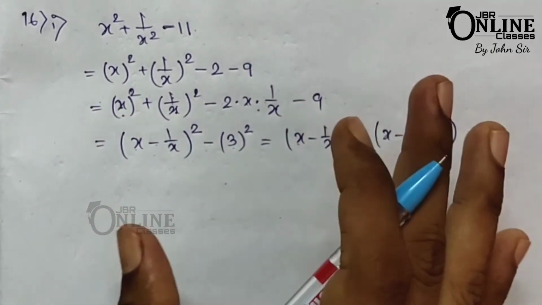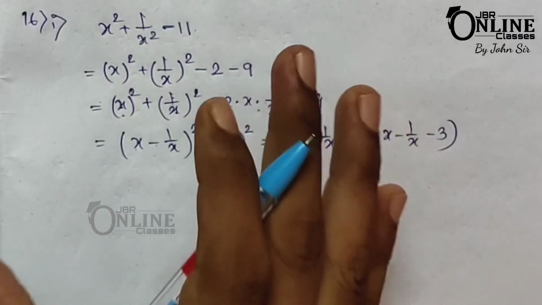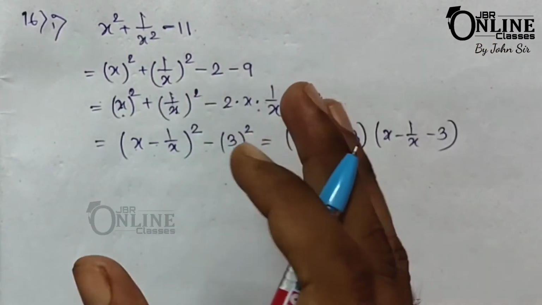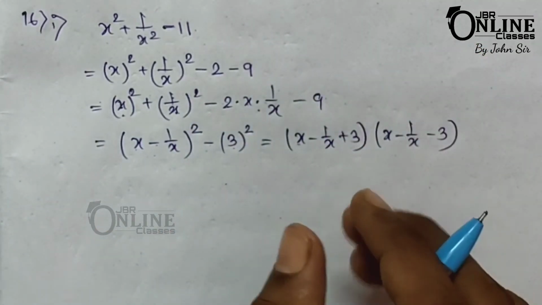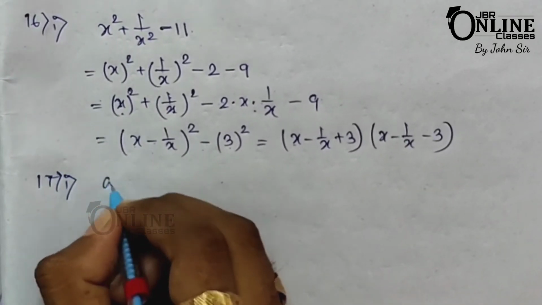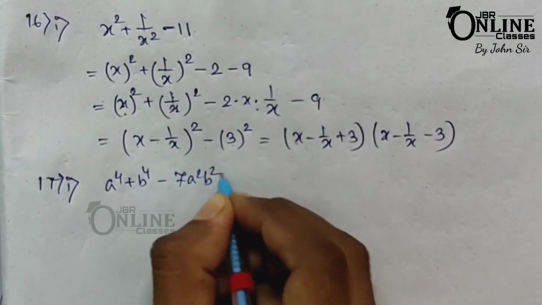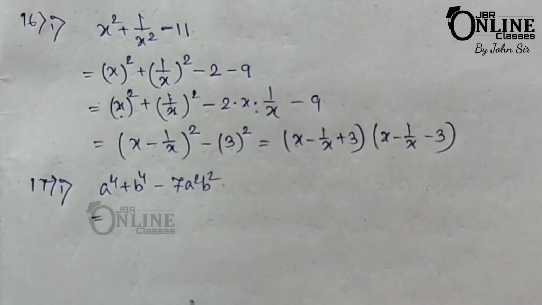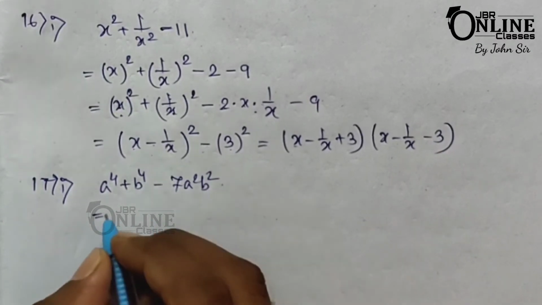Okay, so this kind of problem, first you have to construct the formula of a minus b whole square or a plus b whole square. Now you can arrange or break down the constant term to form this formula. Just remember that. Now 17(1): a to the power 4 plus b to the power 4 minus 7a square b square. So now we have to find out the formula of a plus b or a minus b, anything.